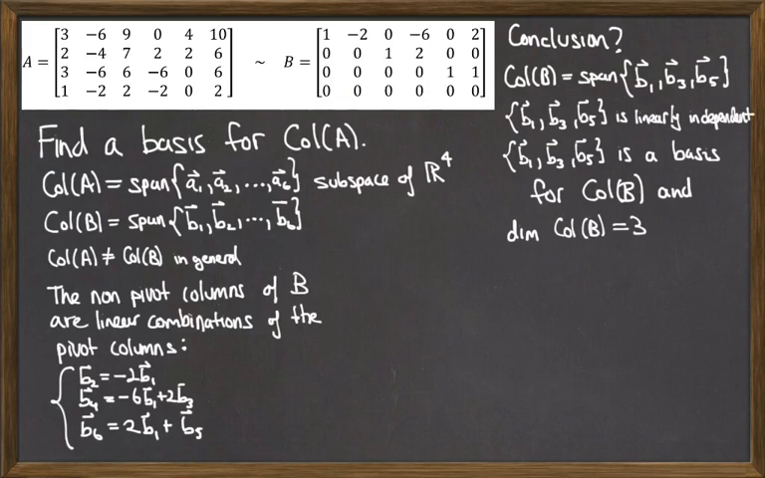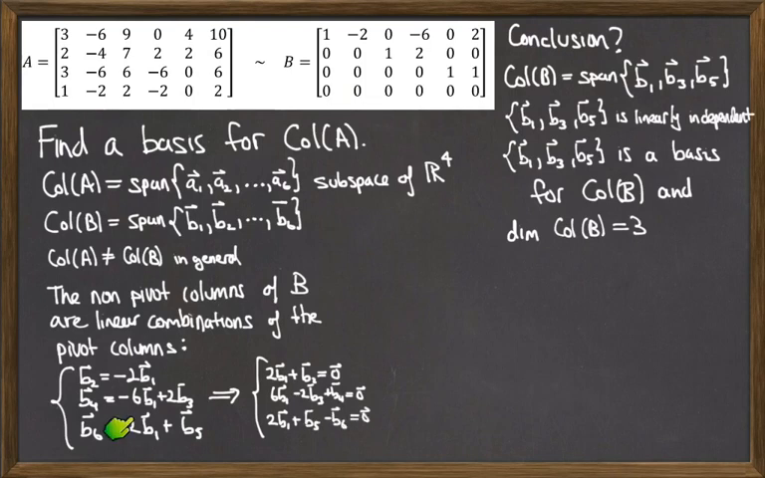Now keep in mind, my question is to find a basis for the column space of A, not of B. But surely these should be connected somehow. Even though they're not the same space, hopefully I can glean some information about the column space of A from the column space of B. And the answer is yes, just look at these relationships among the columns of B. I'm going to rewrite them in a homogeneous fashion here. I'm taking each one of these equations and pushing one term to the other side so that I have homogeneous equations equal to 0 on the right.